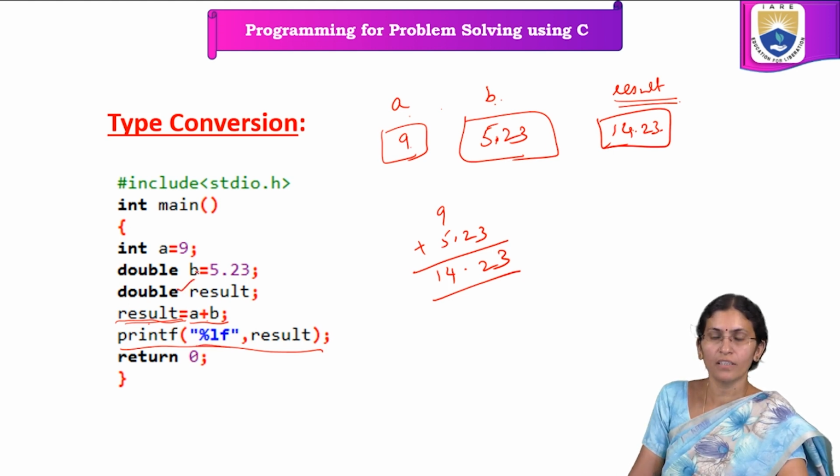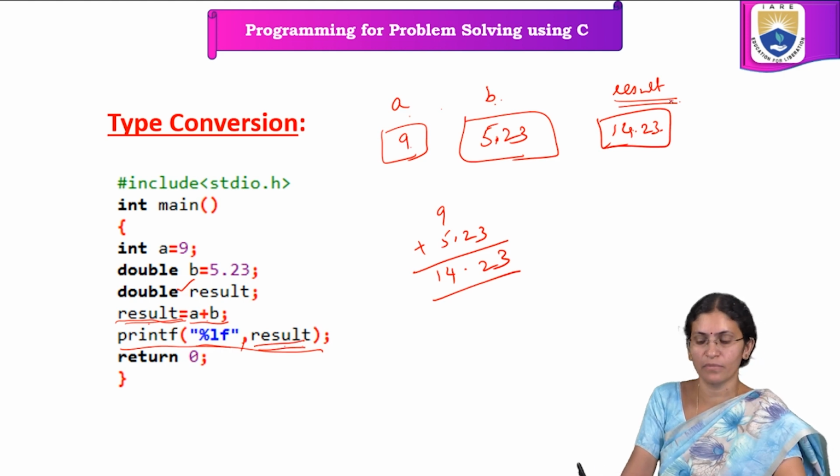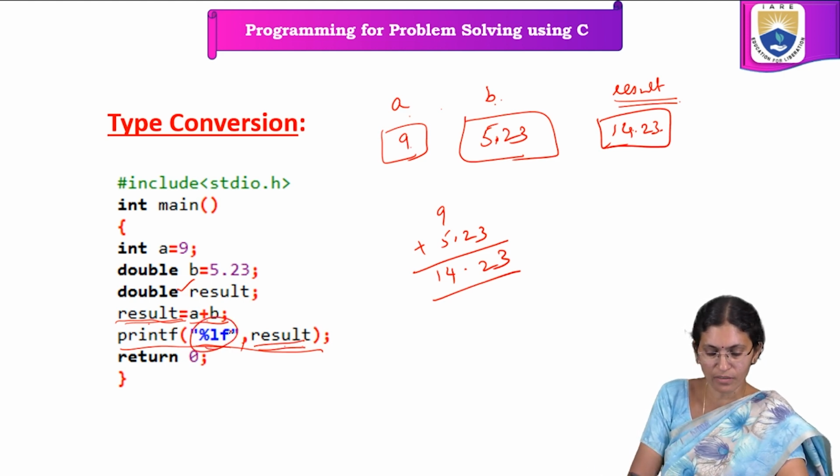When we try to print the value of result, the format specifier to print double type data is %lf. Result is a double type, so its value is also double type, and therefore you have to print it by using this format specifier. The output of this program is 14.23.